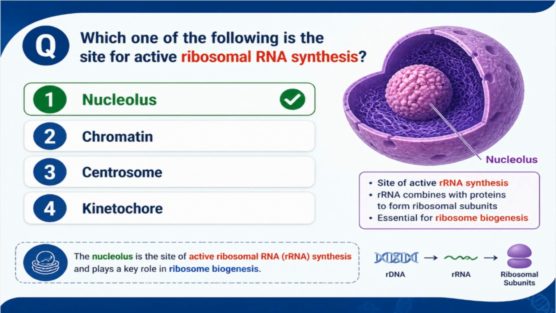Next, which one of the following is the site for active ribosomal RNA synthesis? The correct answer is option 1, the nucleolus. The nucleolus is essential for ribosome biogenesis.